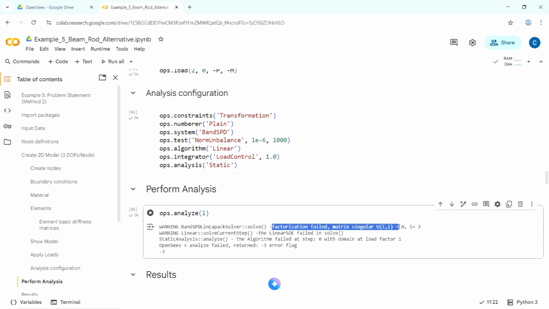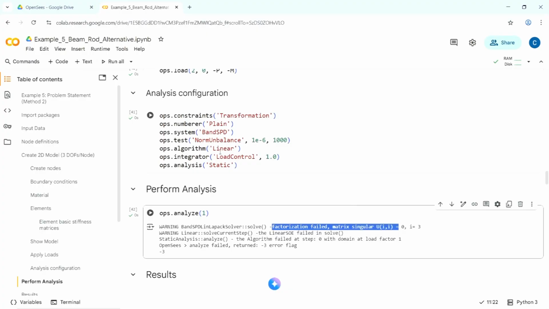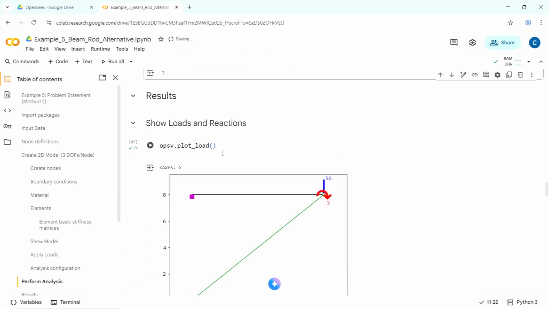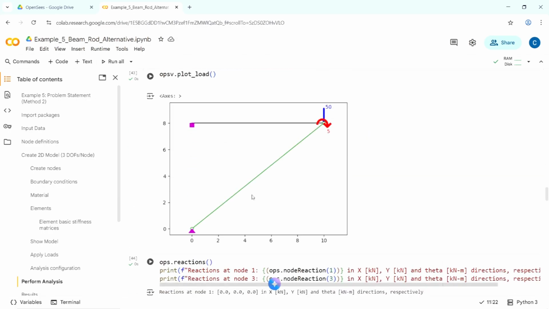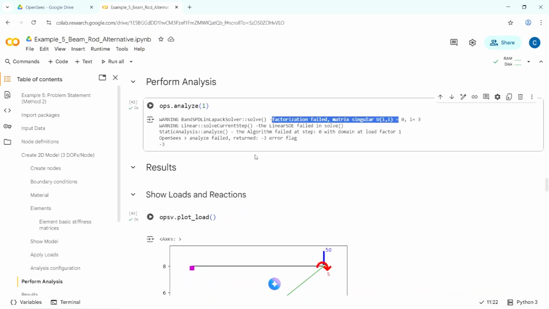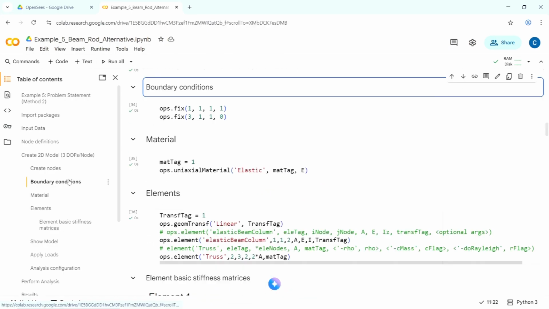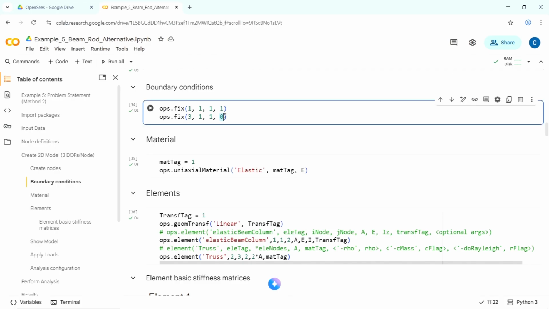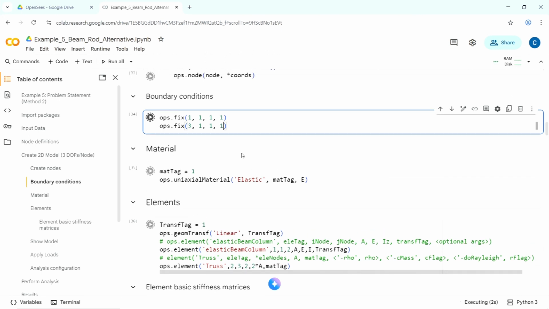Factorization failed, matrix is singular, because that node is connected to a truss element which has 2 DOF, and that node has another additional degree of freedom. So, that must be restrained. So, these are the things you should keep in mind when creating models in OpenSees, otherwise you will struggle, why is the program giving me unstable solution and so on. So, let me go back to this to 1 and run the analysis. Okay.